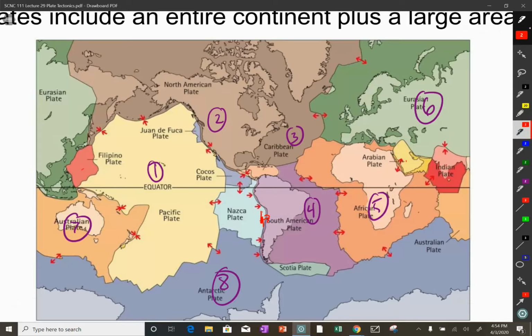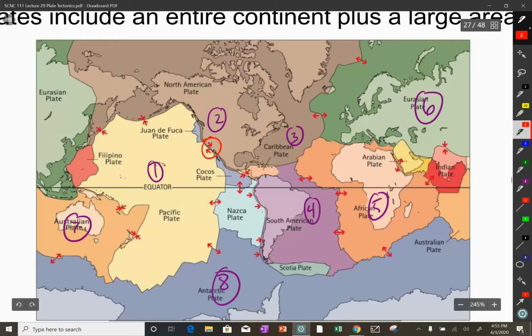Now, notice that the motions are not all the same. Here, where the Nazca plate meets the South American plate, the Nazca plate is pushing into it. That's a convergent boundary, converging because they're coming together. But if you look at the other side where the Nazca plate and the Pacific plate are, they're moving away from each other. That's a divergent boundary.